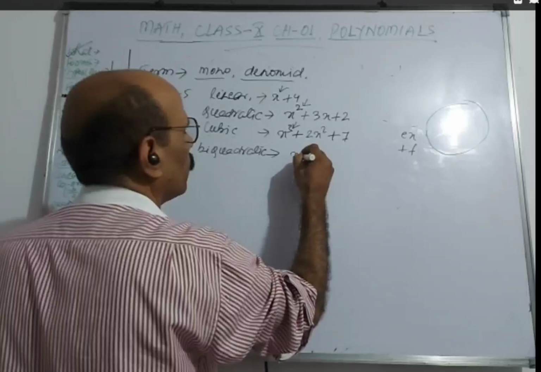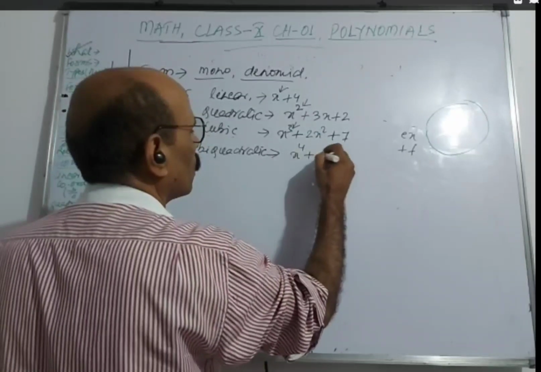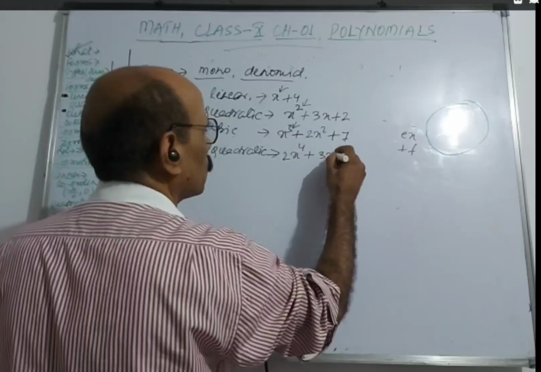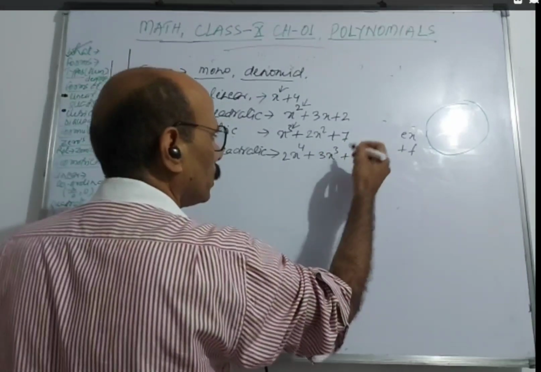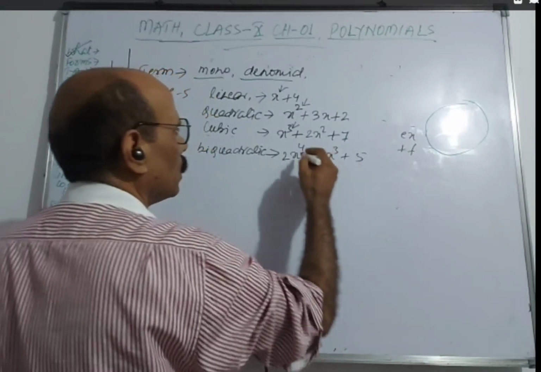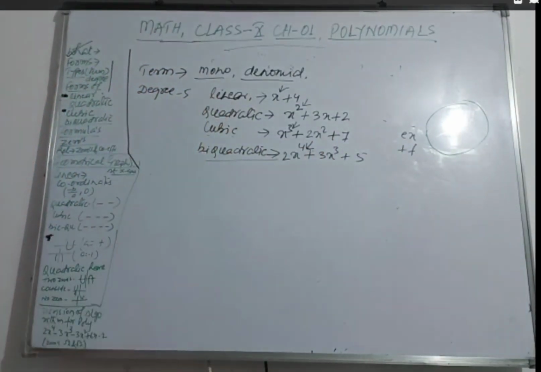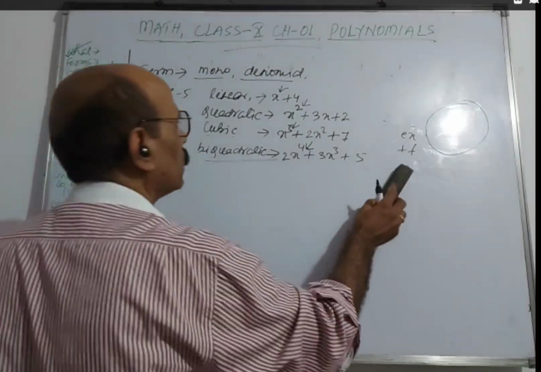By biquadratic means x to the power 4. Anything like 2x to the power 4. Suppose 3x cube, like this, or 5. The maximum power should be 4 by biquadratic. This thing you also know. Okay, I just reminded you of all these things.